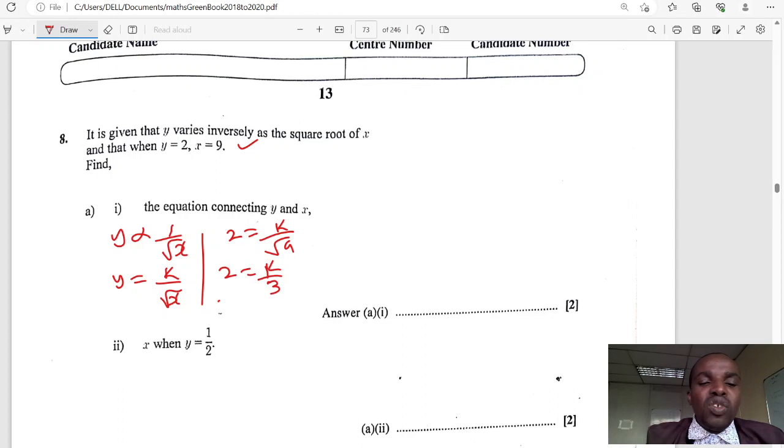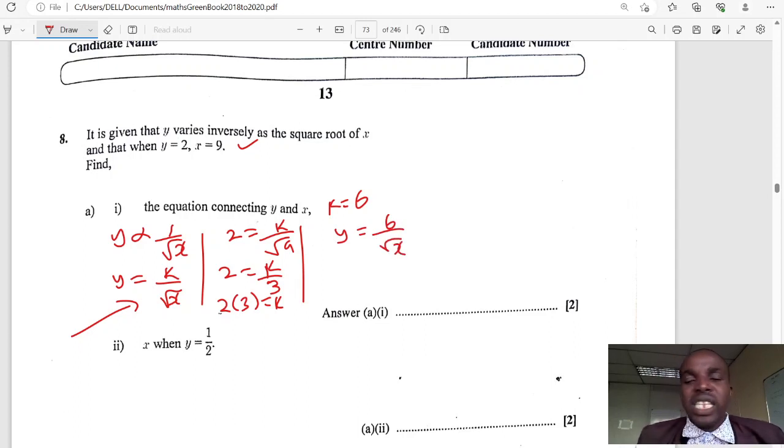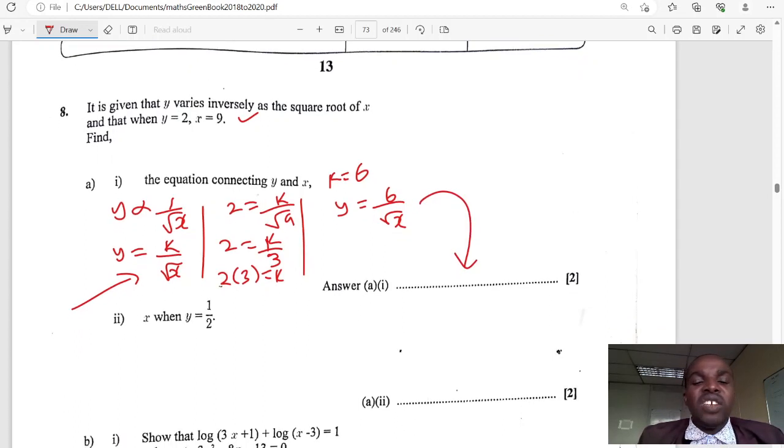Then you cross multiply, it will be 2 times 3 is equals to k. So your k will be equal to 6. You now replace in the equation. This one is the equation. So it will be y is equals to 6 over root x. This one is the equation connecting y and x, or x and y. Now, that's the equation actually. That's the answer here. Equation connecting y and x. That's the one that you have to put there.